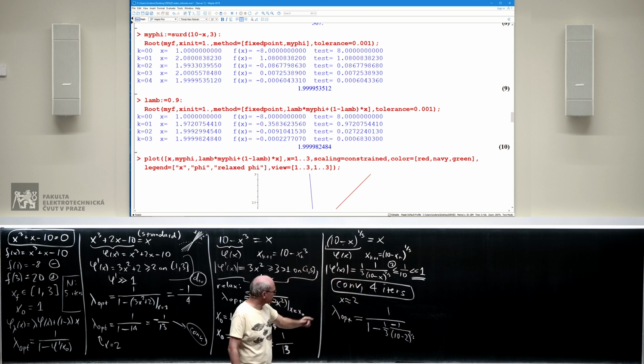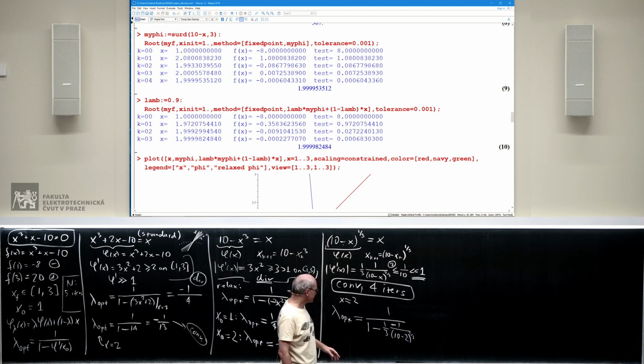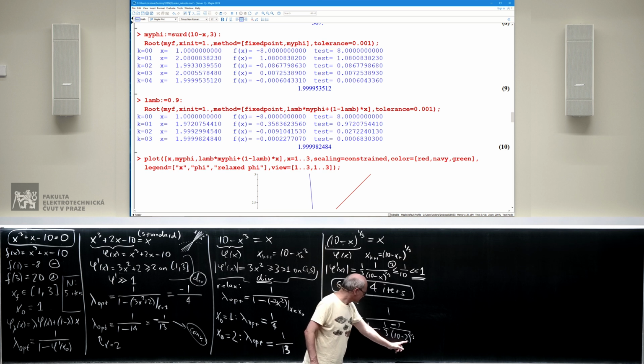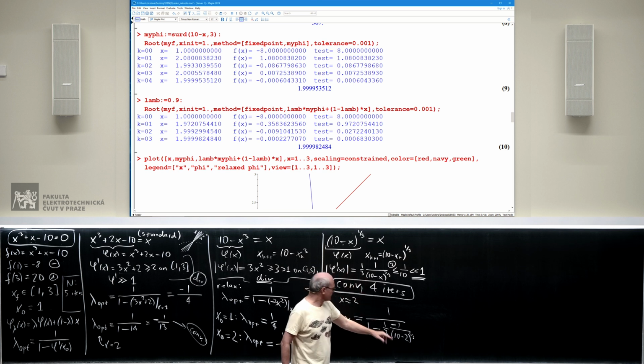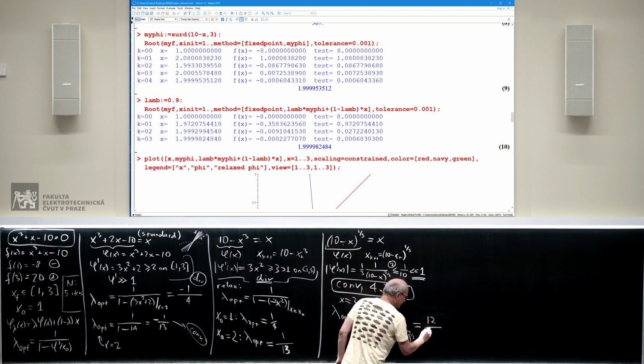I have to be careful, super careful. 10 minus 2, do I dare? I don't like those powers. Let's see if I'm lucky. 10 minus 2 is 8. Cubic root of 8 is 2. I am lucky. 2 squared is 4 times 3 is 12. So it's 1 over 12, which is added to 1. This is 13 over 12. So I'm getting 12 over 13.